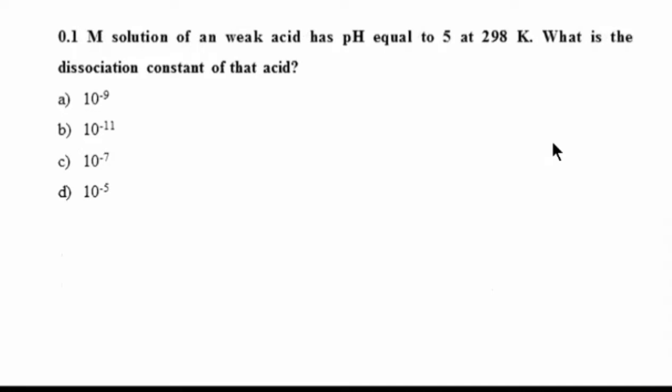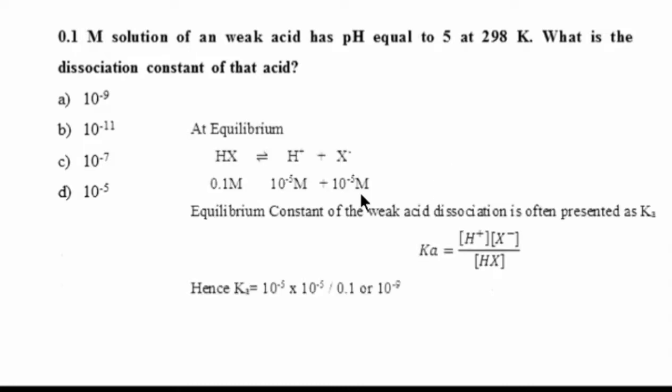The next question is asking: a 0.1 molar solution of a weak acid has pH equal to 5 at a given temperature. What is the dissociation constant of that acid? At equilibrium, we have HX in equilibrium with H positive plus X negative ions. Since the pH is 5, for 0.1 molar, we have H ions at 10 to the power minus 5 molar plus 10 to the power minus 5 molar of X negative ions.